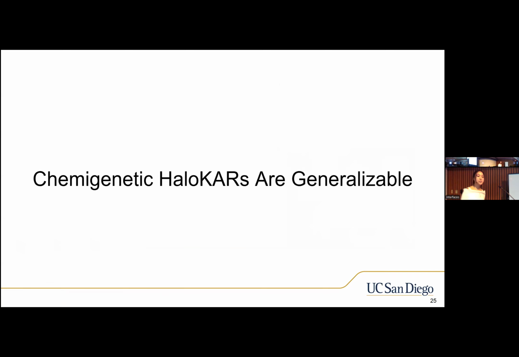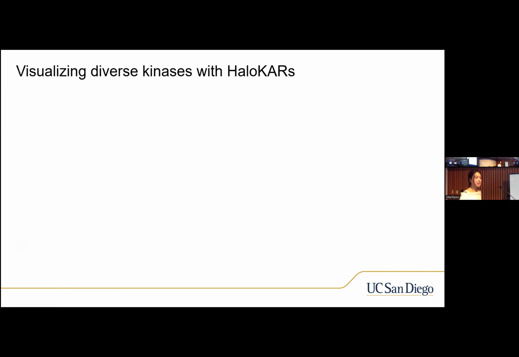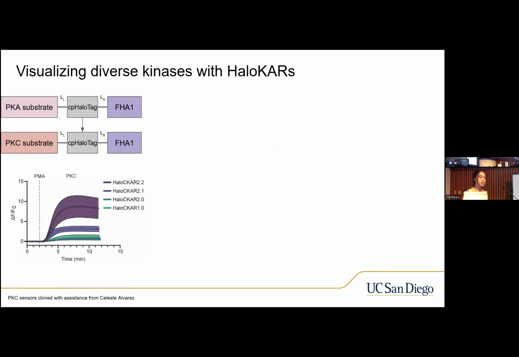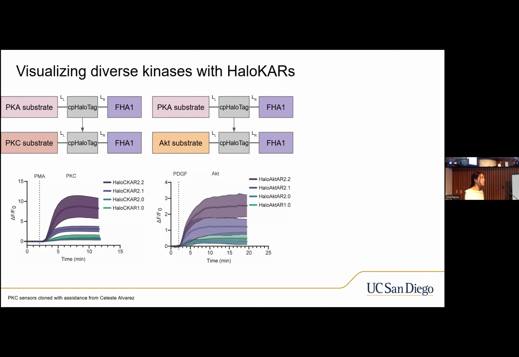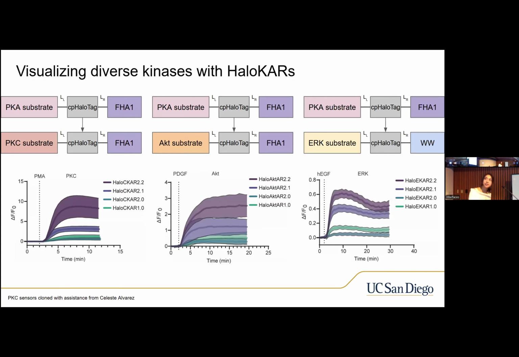So building on these results, we wanted to also branch out with our design to see if we could successfully generate chemogenic sensors for other kinase targets. And since biosensor design is very modular, we found that we were able to adapt the halo-ACAR design by switching the substrate and phosphoamino acid binding domains in the sensing unit, and we were able to create chemogenic sensors for protein kinase C or PKC, protein kinase B or AKT, and extracellular signal regulated kinase or ERK. And we saw that these new sensors maintain similar behaviors between the different linker variants.